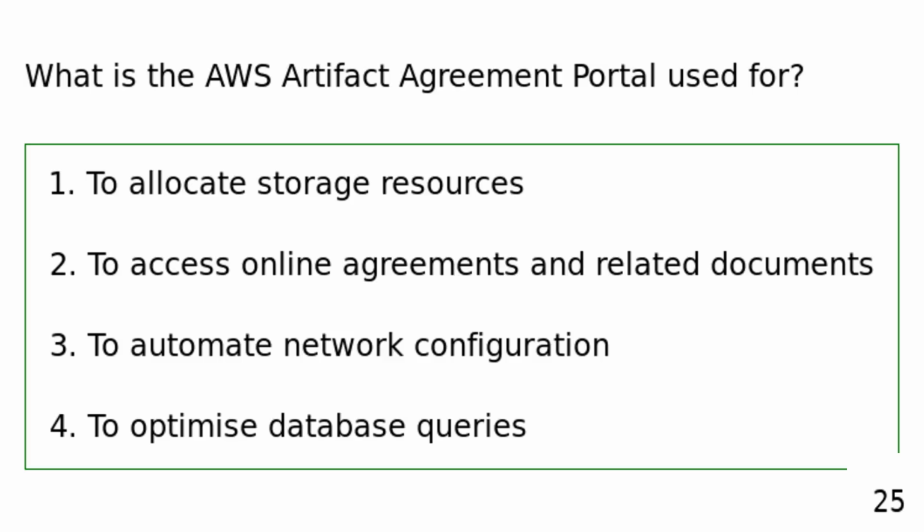What is the AWS Artifact Agreement portal used for? To allocate storage resources. To access online agreements and related documents. To automate network configuration. To optimize database queries.